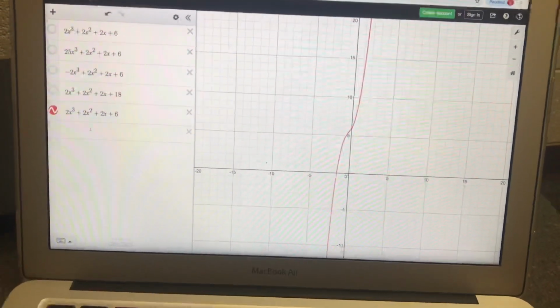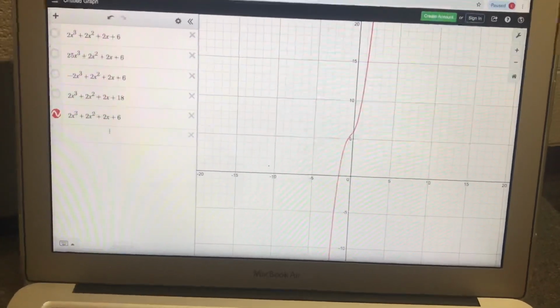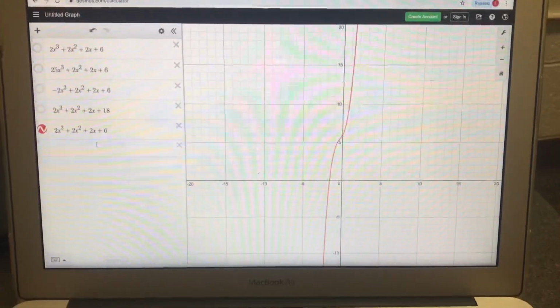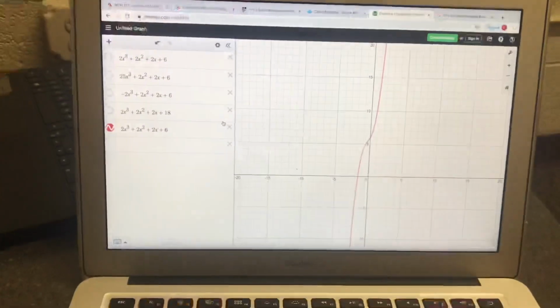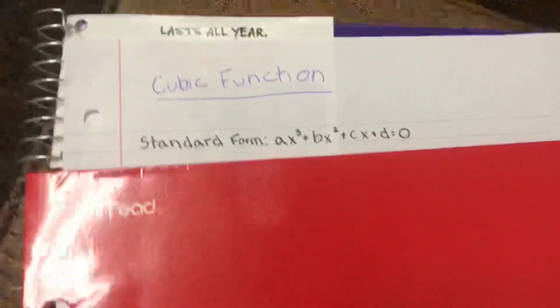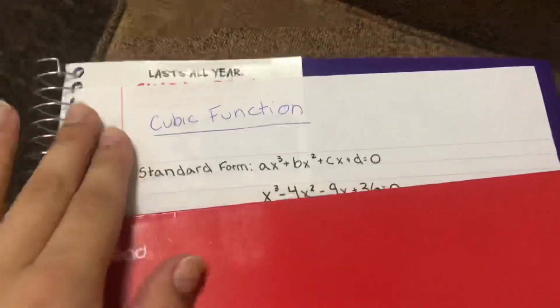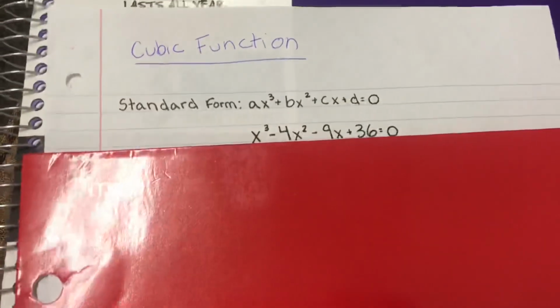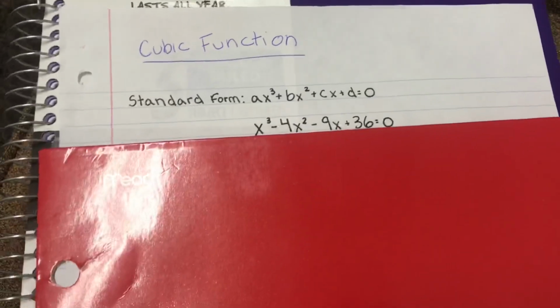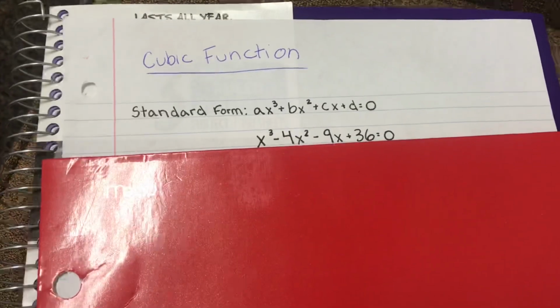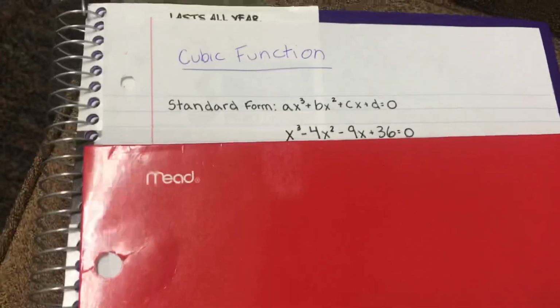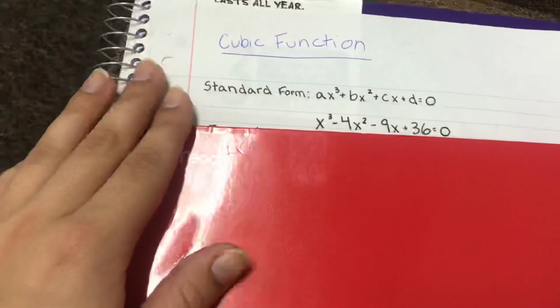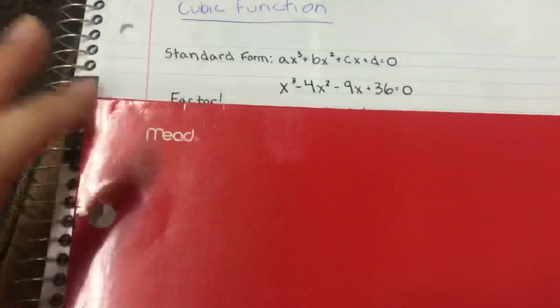Now as for the b and c variables, those are going to help you find out what the x-intercept is by solving the equation. So I'm going to show you guys how to solve the equation. Alright, so you're going to want to get an equation. I use the example x to the third minus 4x squared minus 9x plus 36, and you're going to put it in standard form, so just equal it to 0. And then your first step is going to be to factor.